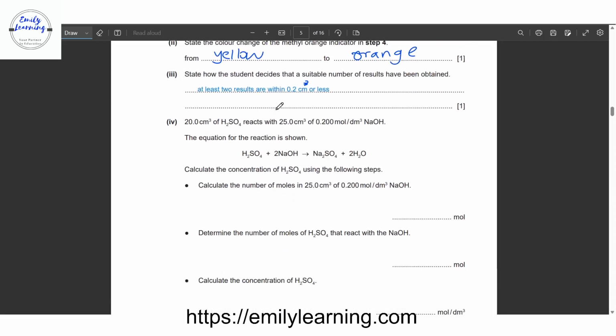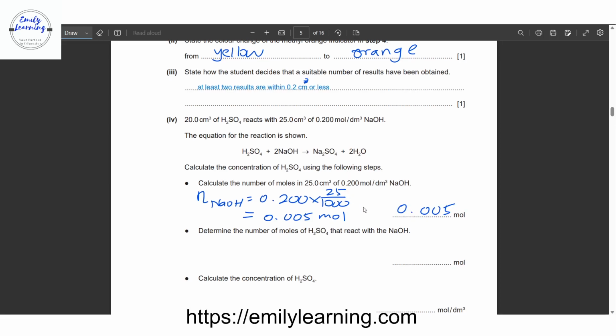Next, 20 cm³ of H2SO4 reacts with 25 cm³ of 0.2 mol/dm³ NaOH. The equation is given. So calculate the concentration of H2SO4 using the following steps. They give you all the steps already. So the first step, they ask you to calculate the number of moles of 25 cm³ of 0.2 mol/dm³ NaOH. And in order to find the number of moles of NaOH, you will take concentration times volume in dm³. So to change cm³ to dm³, you will divide by 1,000. And this will give us 0.005 moles.